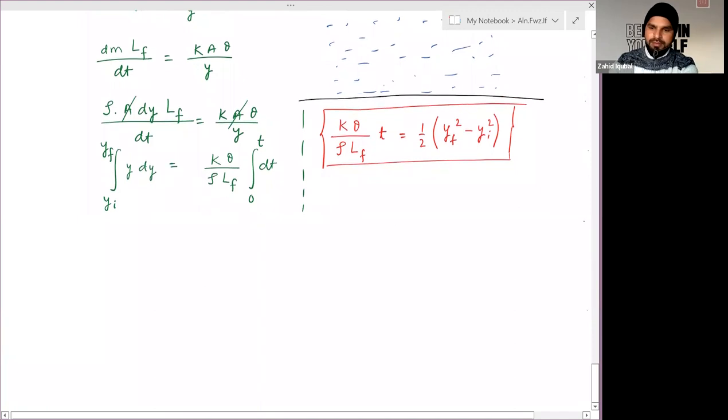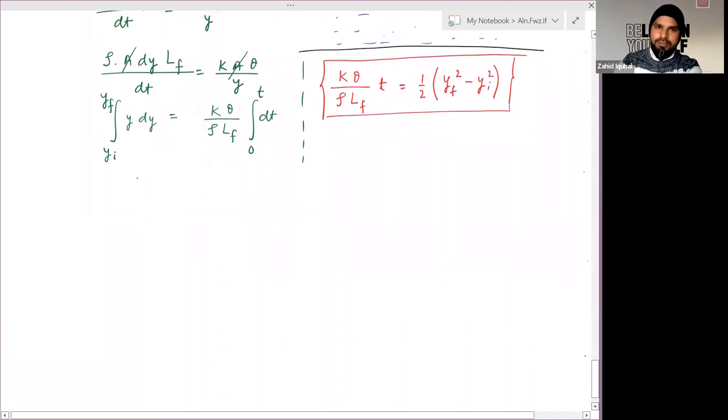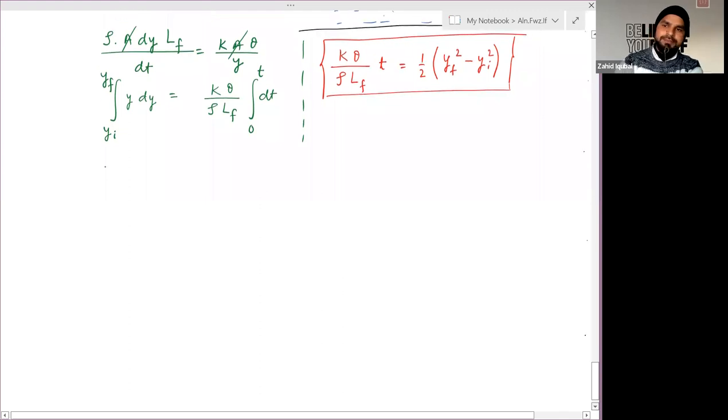Okay. Now, the next and last topic of this chapter is radiation.